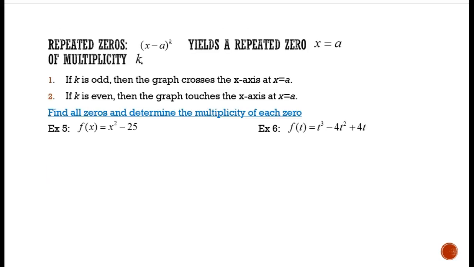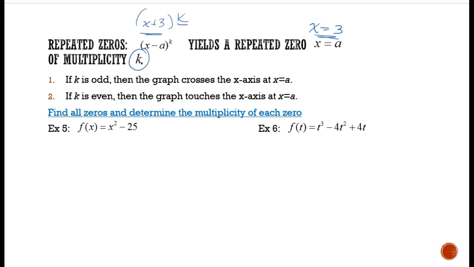Now, a repeated factor yields a repeated zero. It's like, for instance, an x plus 3 factor. If you're factoring something and you see a lot of x plus 3s, well, that's x equals -3. It just may mean that you have a double root, a triple root, or anything like that. Now, we call that multiplicity. Multiplicity, k, is how many times does it appear? Is it single, double, triple, on and on and on.